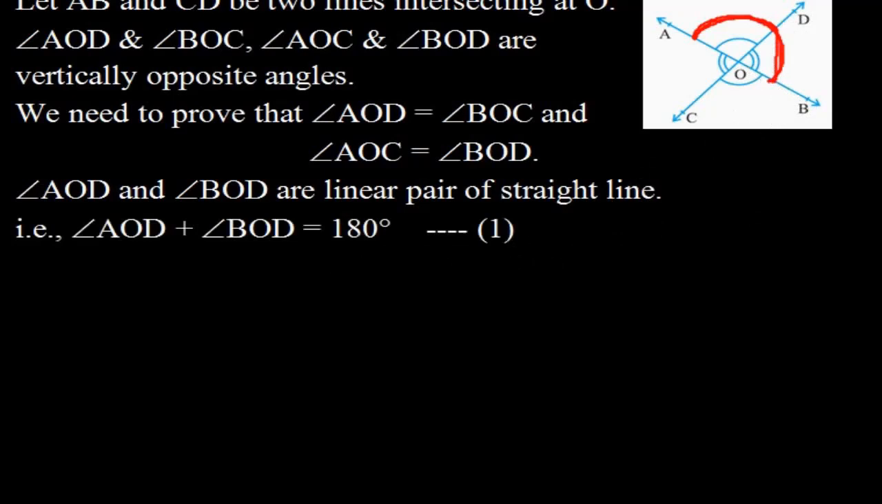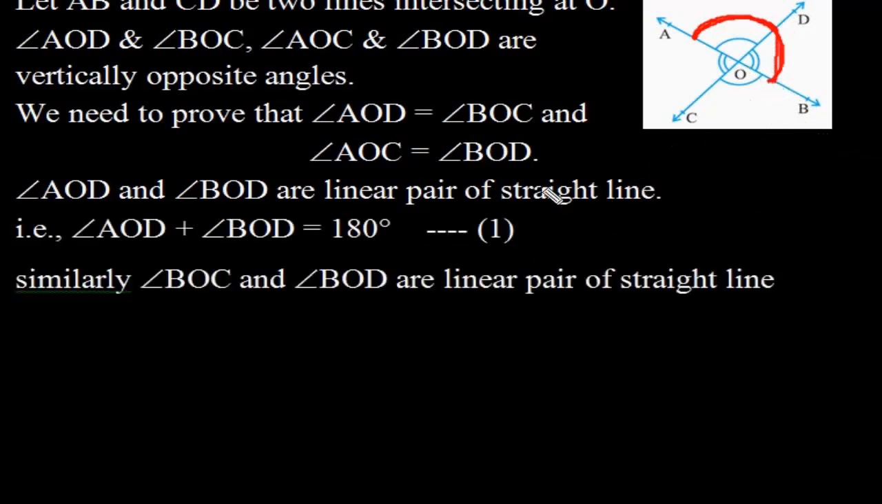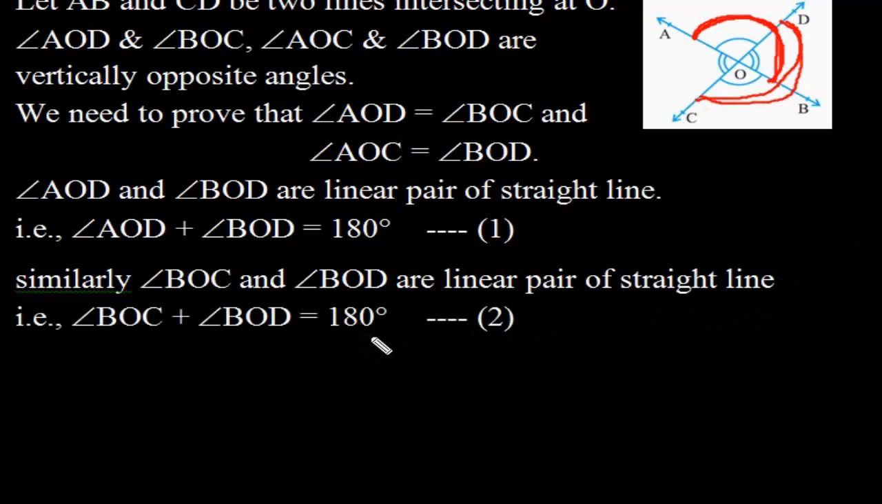Similarly, I can take one more linear pair, BOC and BOD. This is also a linear pair, because CD is also a straight line. I am going to use this for the second equation. BOC and BOD are a linear pair on a straight line, so when I add those two, it becomes 180. I take that as the second equation.